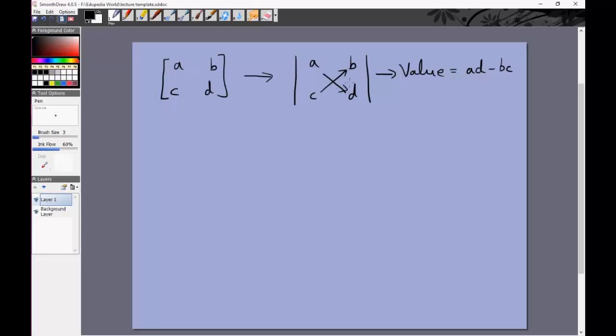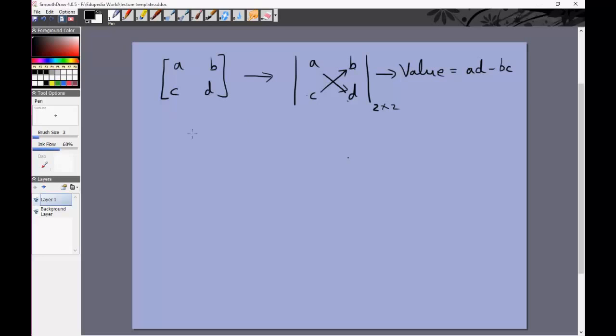You always cross multiply like this. A into D and B into C. And since the downward arrow comes first, it's A into D minus B into C. So this is the value of this determinant, a 2 cross 2 determinant or a determinant of order 2.